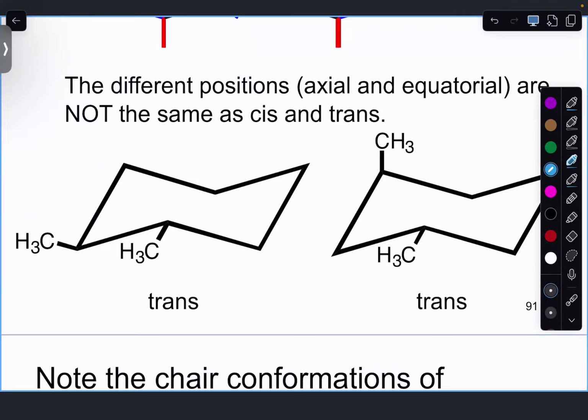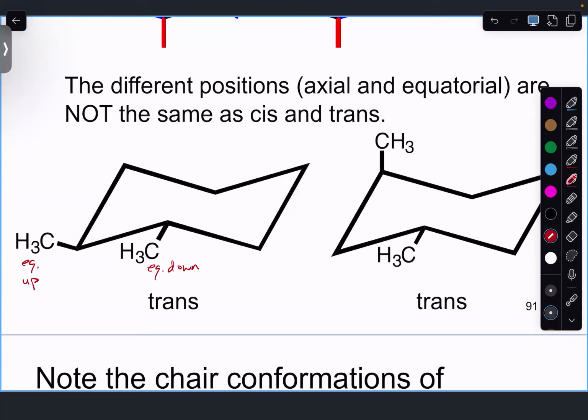Would that be equatorial up or equatorial down? That is equatorial up. So what about the other methyl group? That's also equatorial and it's going down. So that's equatorial down. They are both equatorials, but they are not cis to each other.